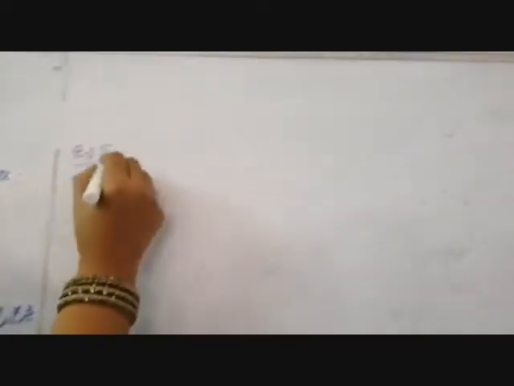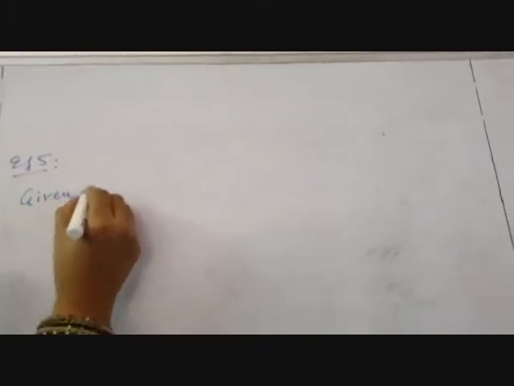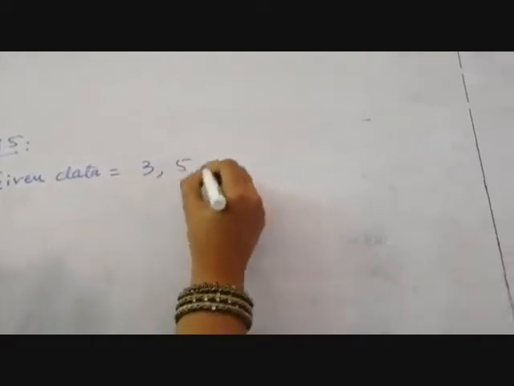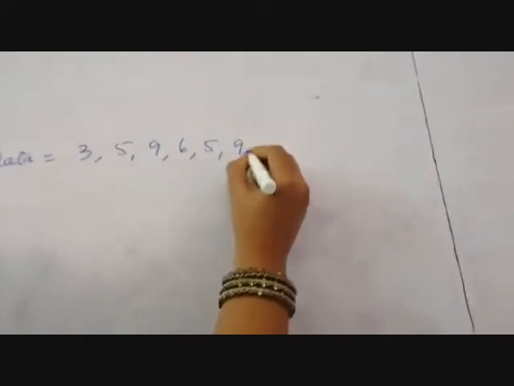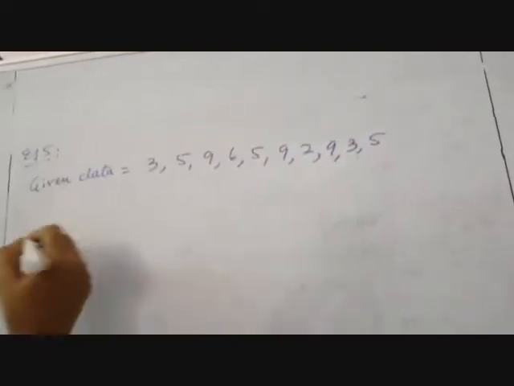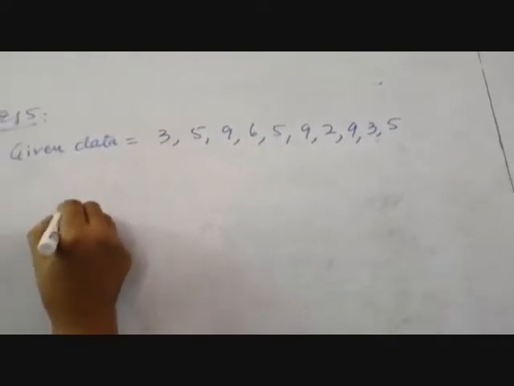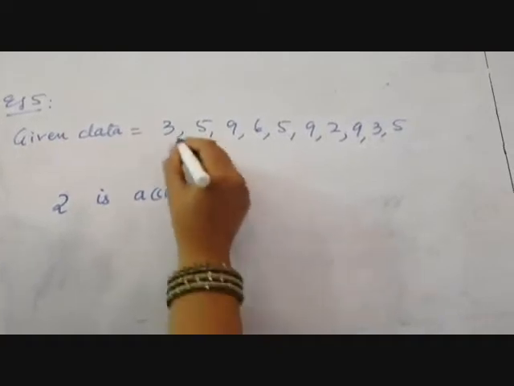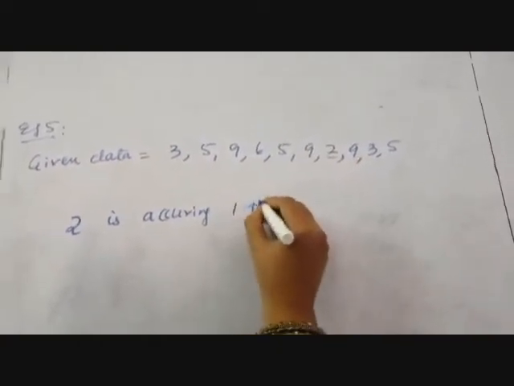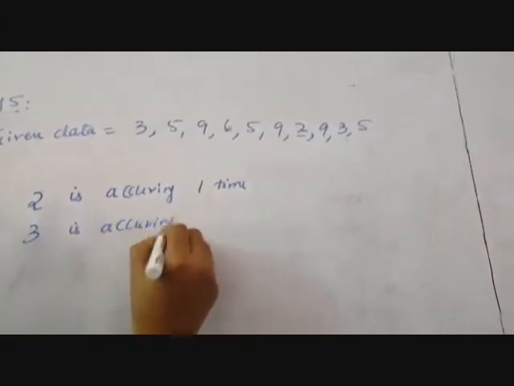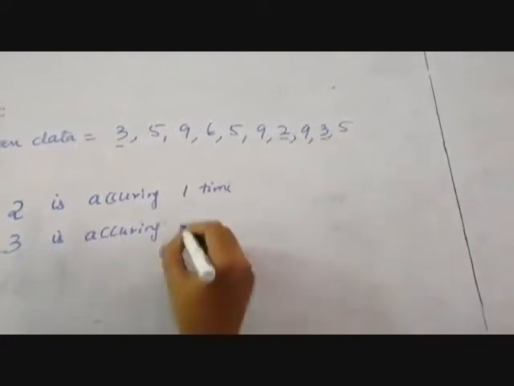What about example 5, children? Example 5. First, write down the given data. What is the given data, beta? 3, 5, 9, 6, 5, 9, 2, 9, 3, 5. So first, you can go from smaller to bigger also. 2 is occurring. How many times? Only 1 time. 3 is occurring 1 time, 2 times.